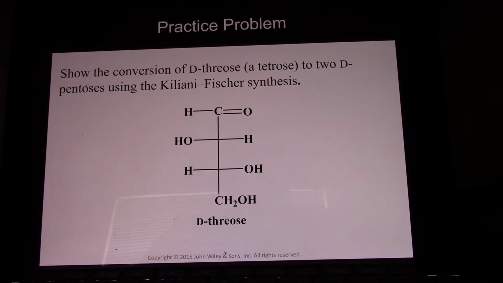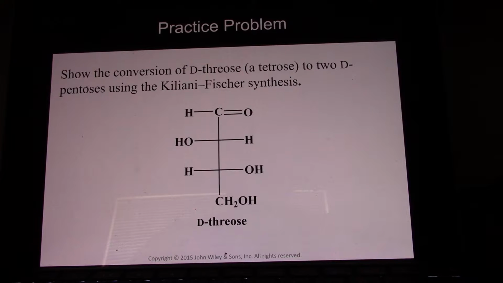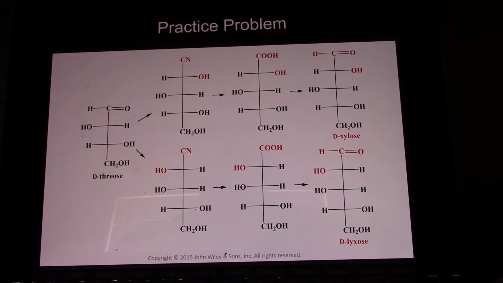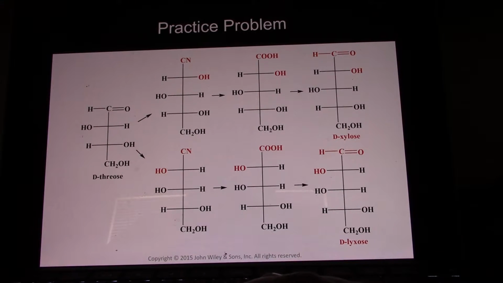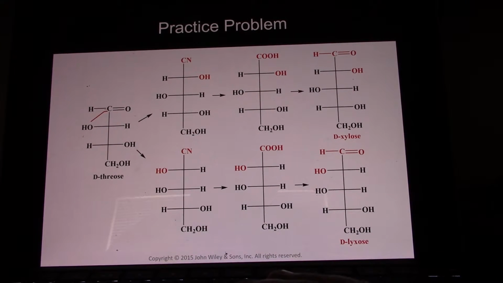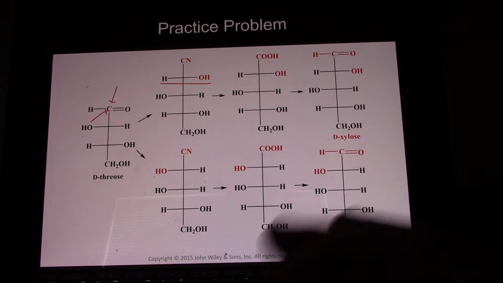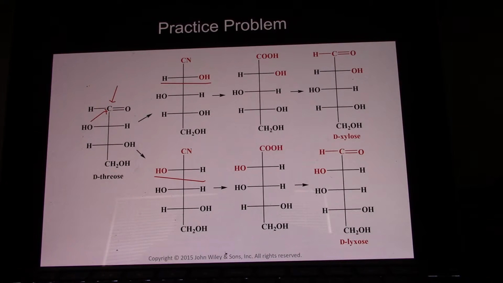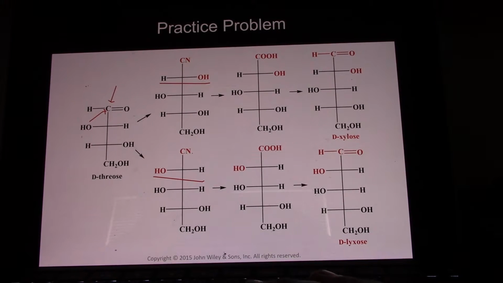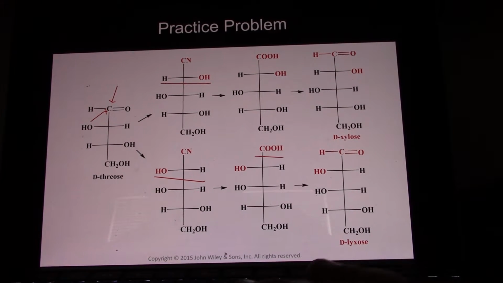So we'll show the conversion of D-threose to 2 D-pentoses using the Kiliani-Fischer synthesis. Again, you first attack with cyanide, and remember, half the molecules will attack from the top, half of them will attack from the bottom. Half of your molecules will have this conformation at this chiral carbon, the other half will have the opposite conformation at that chiral carbon, depending on where the cyanide attacked from. And then we hydrolyze the cyanide into a carboxylic acid, and then we reduce with our sodium mercury amalgam into an aldehyde.